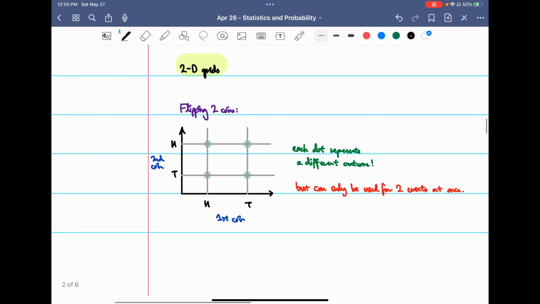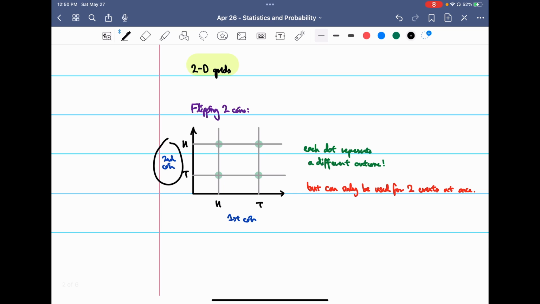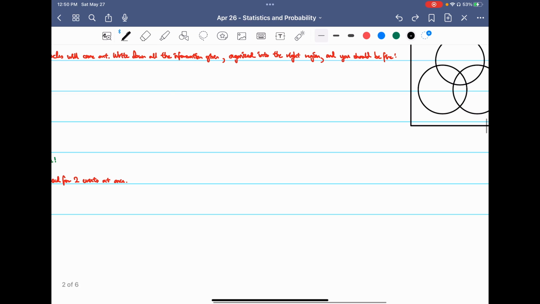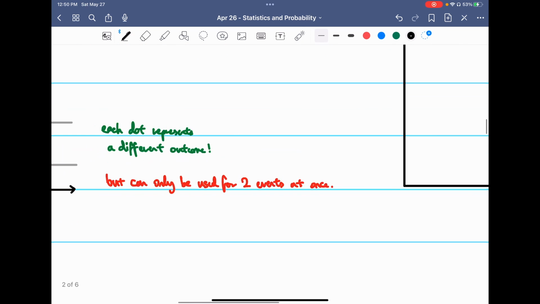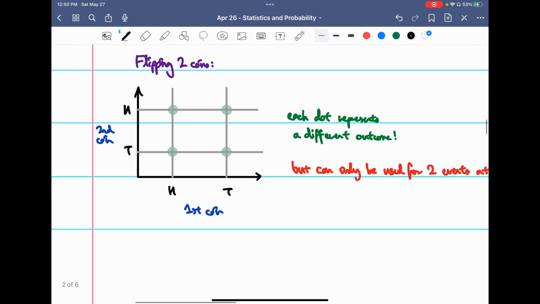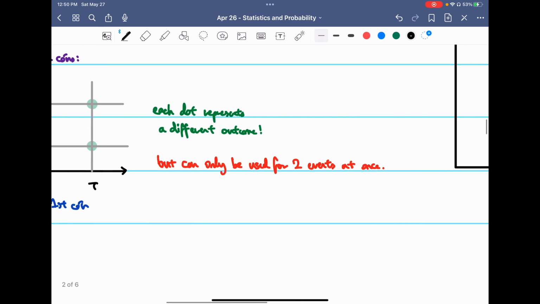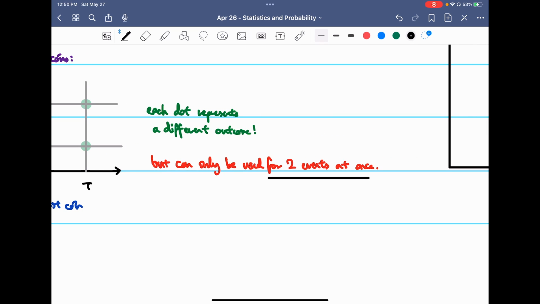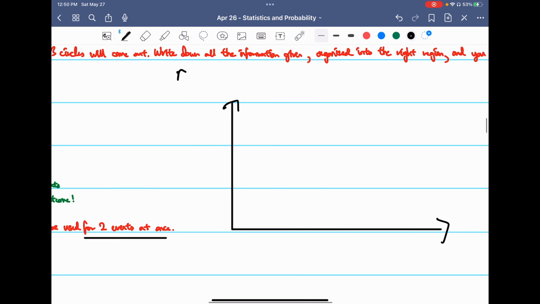So a 2D grid is basically representing one event on the x-axis and another event on the y-axis. So this is very restricted to having two independent events. If it goes over two, you have to draw in 3 dimensions, and that's going to nauseate you like crazy. Each dot represents a different outcome, but it can only be used for two events at once. For instance, rolling 2 dice or rolling 2 coins, or drawing a ball from two different boxes.